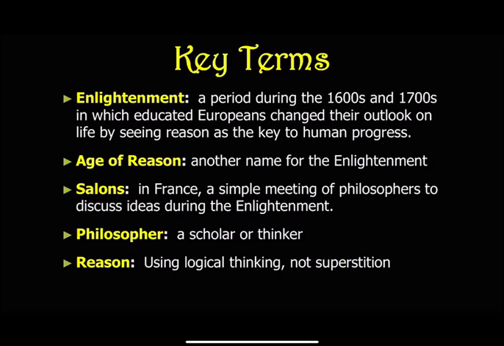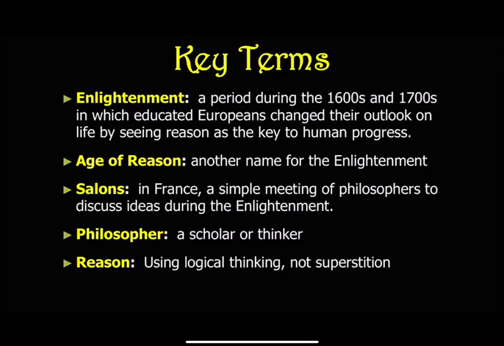So what does it mean by educated Europeans? Educated means you learn how to read. It's kind of like you're learning how to have a reason for something. So educated Europeans can read and they like to learn. It changed their outlook on life by seeing reason as the key to human progress. So basically, they think if people are going to become better, they need to have a purpose for what they're doing, right? Very good.